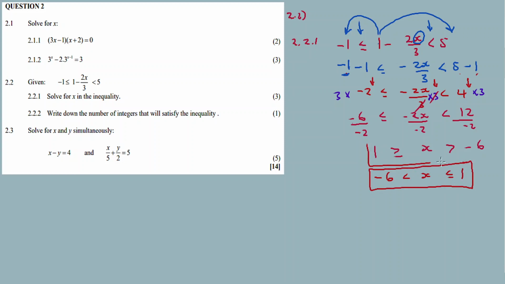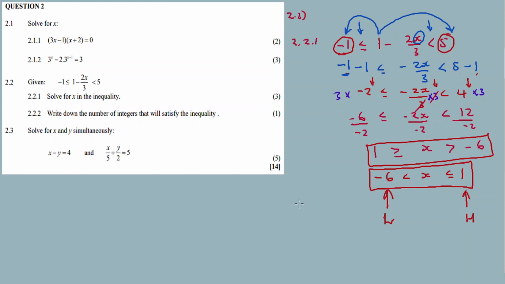If you write interval notation, you always start with the lowest value, then end with the highest value. You see, they give us the smallest number on the left and the bigger number on the right. So this is our answer for the inequality.